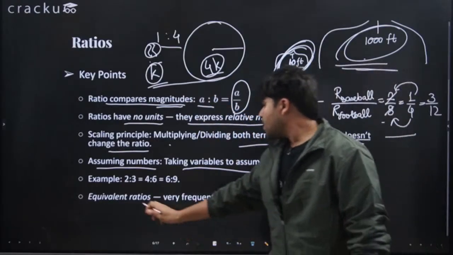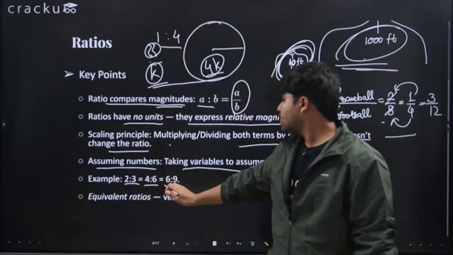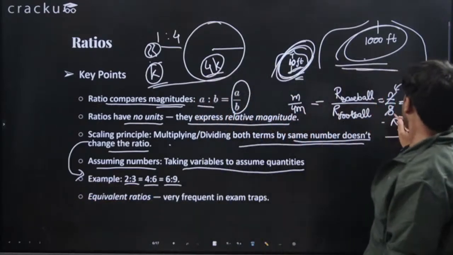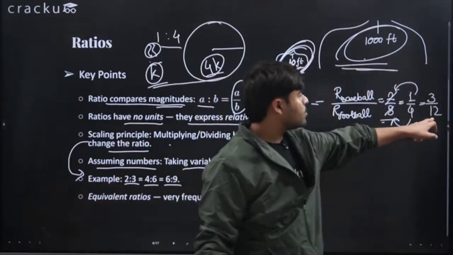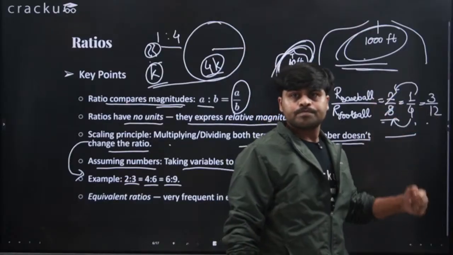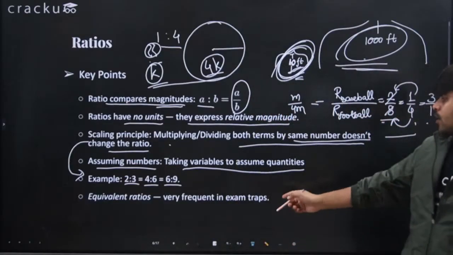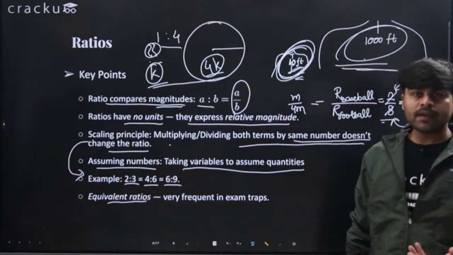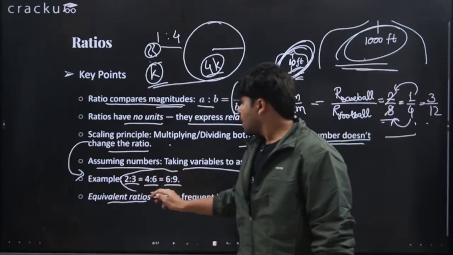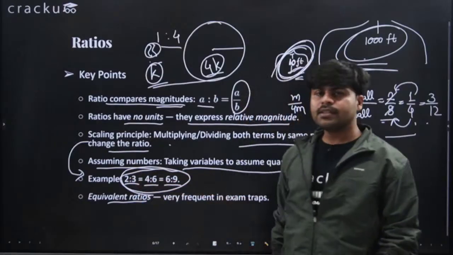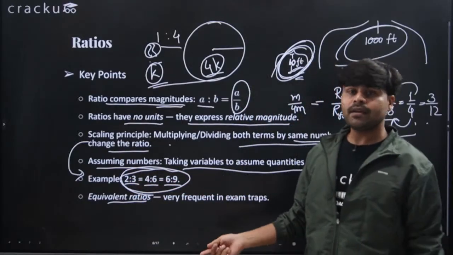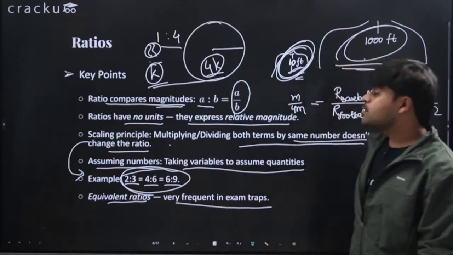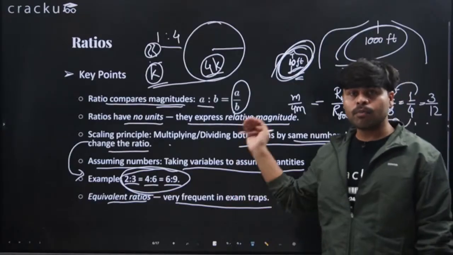Then comes an example: 2:3 is equal to 4:6 is equal to 6:9. This is an example of the scaling principle that we just discussed. 2:8 is equal to 1:4 is equal to 3:12 and so on. And lastly, we have equivalent ratios. Sometimes ratios can be equivalent, just like we discussed here. And you must understand when these ratios are equivalent, because they might be employed to trap you in some questions. So this was a brief discussion on ratios. I hope it was clear.